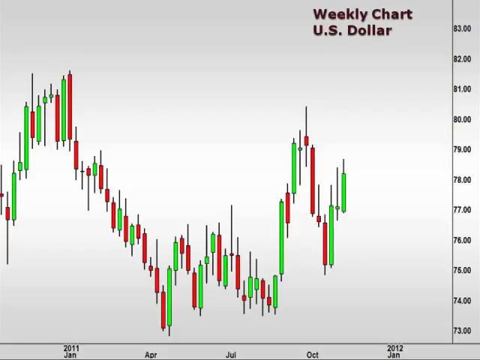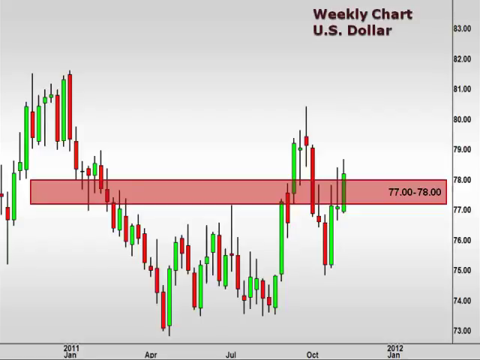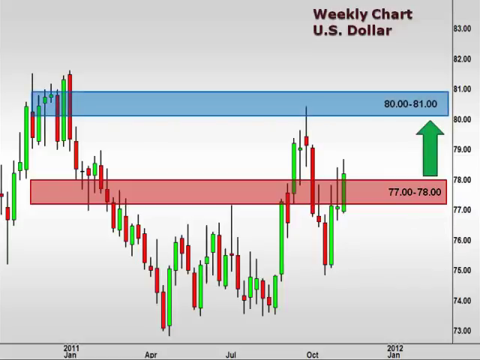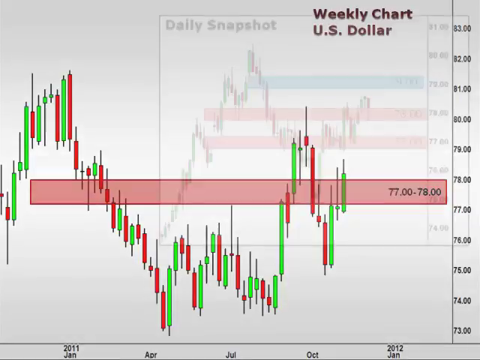Let's start off with a look at the weekly chart of the US dollar index. This is a great way to gain perspective as to how the US dollar has been trading against a basket of currencies. Well, the dollar index broke above 78. The 77.78 level should hold as support. However, a break below 77 opens the window for a continuation lower. As long as the 77.78 zone holds, we are targeting 80.81 to the upside.